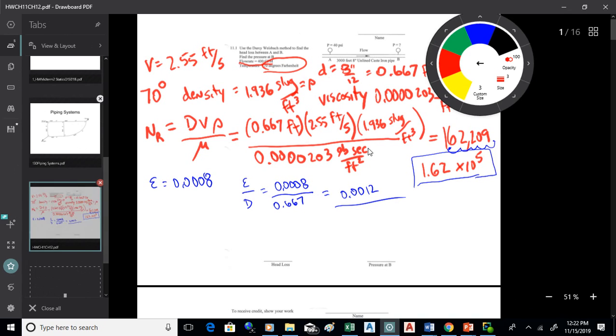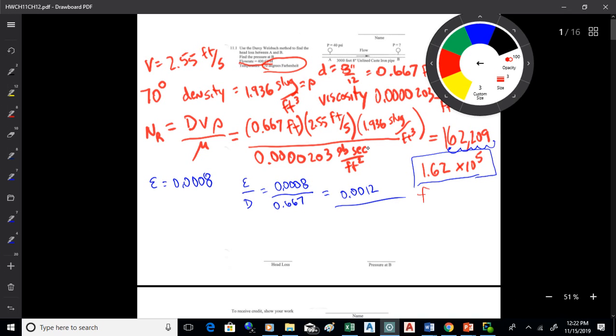So once you've got that, okay, what we can do is plug this into this whole head loss formula, which is f L V squared over D and 2g on the bottom. All right, and that's how we can find the head loss.